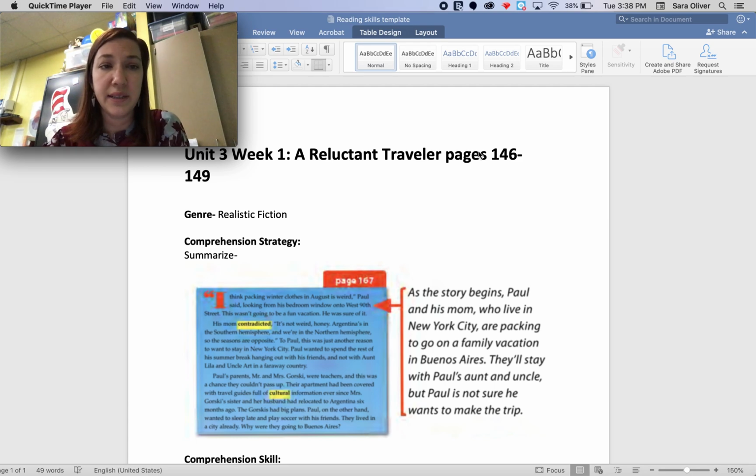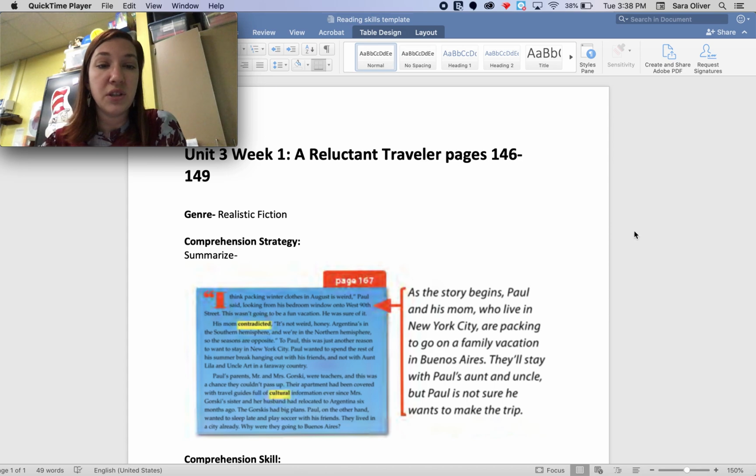This story is realistic fiction. We don't have any sort of facts or information we're learning, but we are introduced to Paul, and it's very possible for a boy to go on a family trip and not be excited about it. So for that reason, it's a made-up story, but it could really happen.